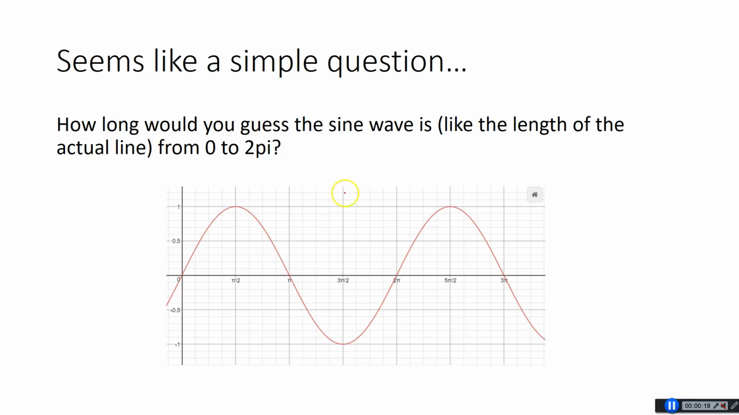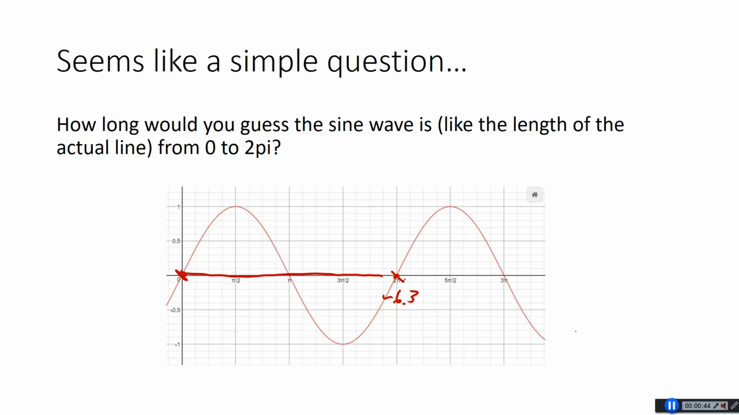So how long would you guess the sine wave is, like the length of the actual line from 0 to 2 pi? So from here to here, how long would you guess that line is? Well, think about it for a second. 2 pi is about 6.3, so the length along the axis from here to here is 6.3. So it goes up and down a little bit. Make a guess right now.